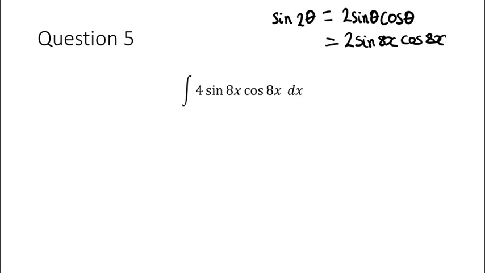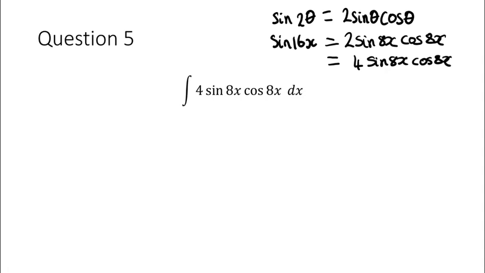And if I do that on the left-hand side, that would be sine 16x, okay? 2 times 8x. So we know that sine 16x is the same as 2 sine 8x cos 8x. But we don't have 2 sine 8x cos 8x, we have 4 sine 8x cos 8x. So we have double this.